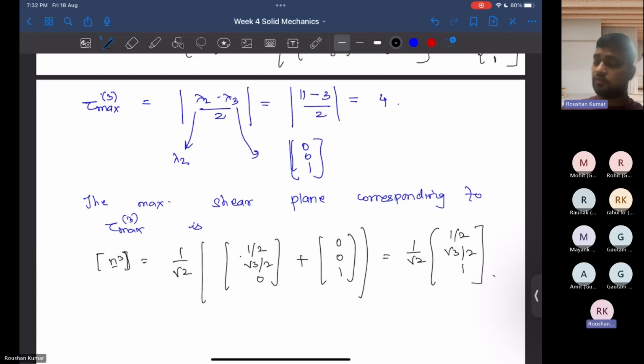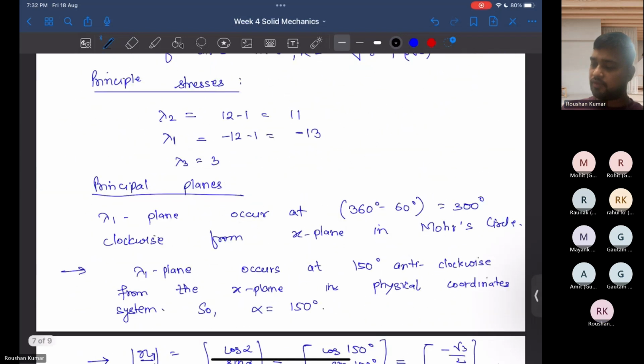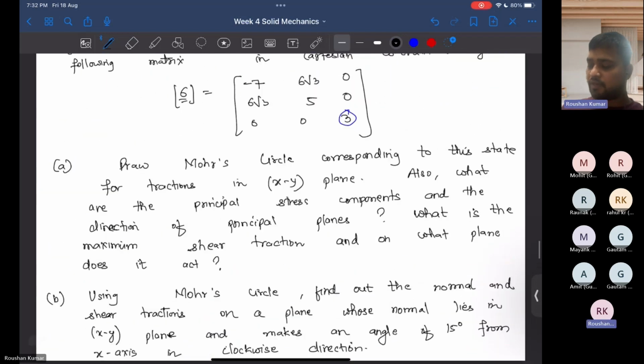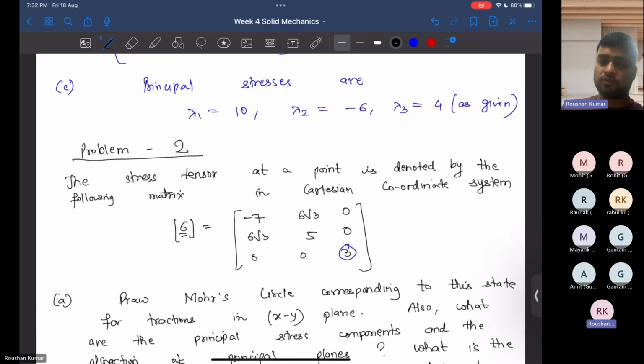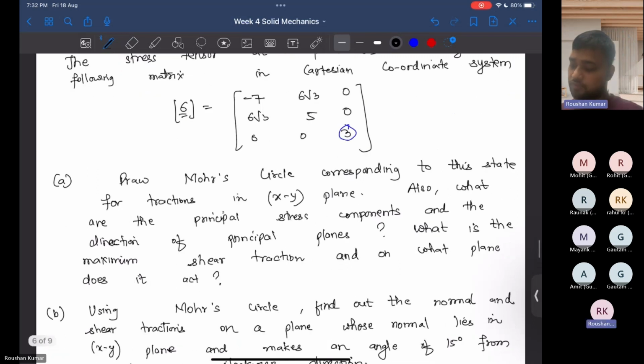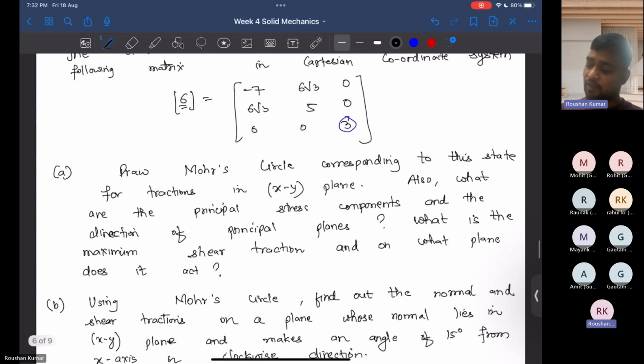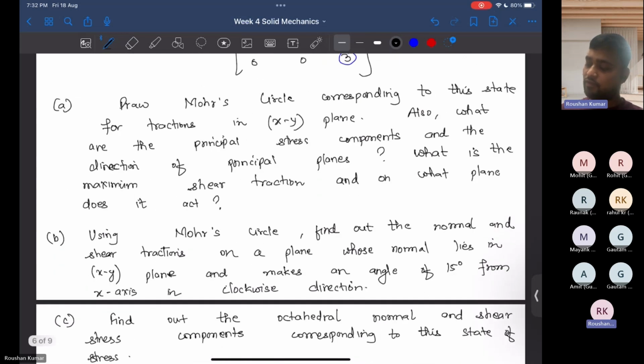So this is about question number 1, that is part A of problem number 2. We have solved the part A problem of question number 2. The second part is, using Mohr circle, find out the normal and shear traction on a plane whose normal lies in the xy plane and makes an angle of 15 degrees from the x-axis in the clockwise direction.